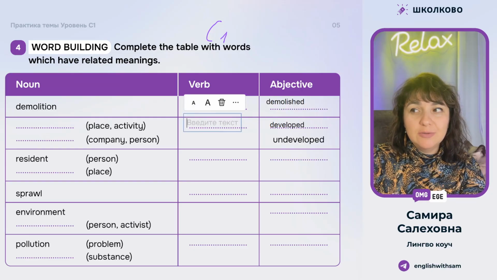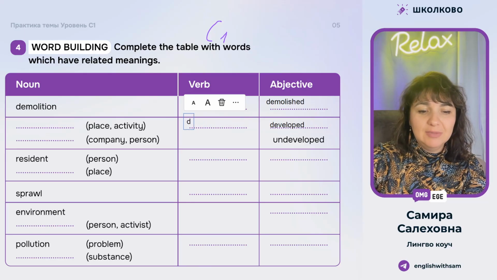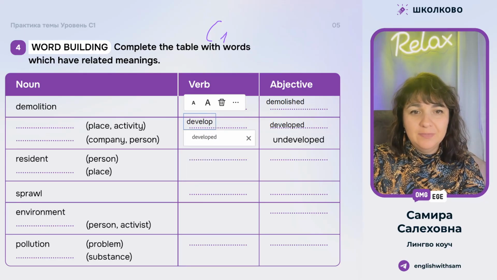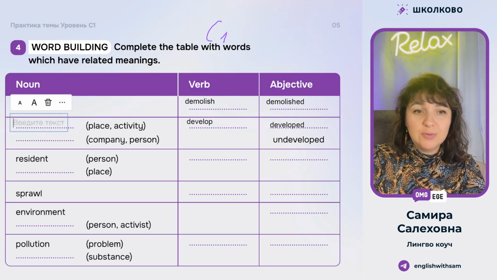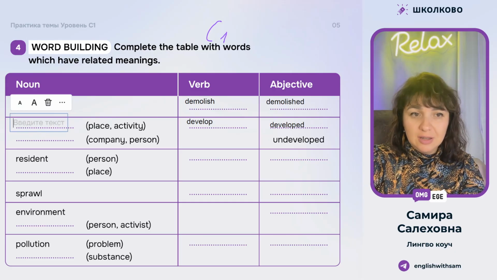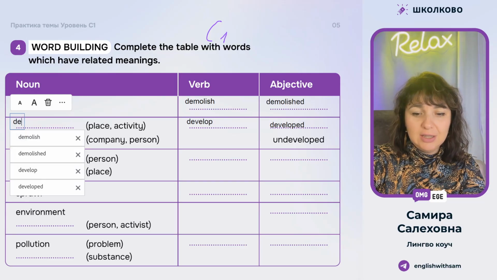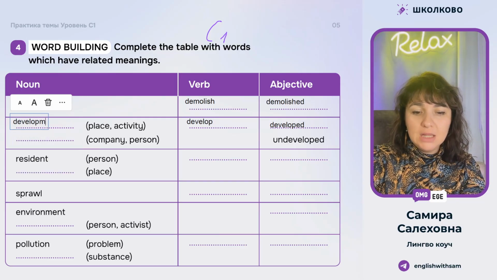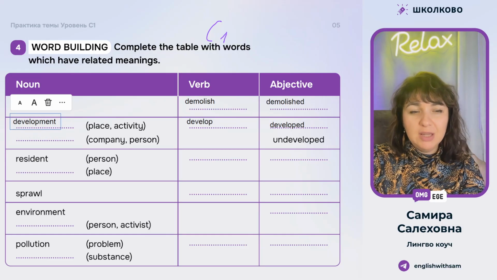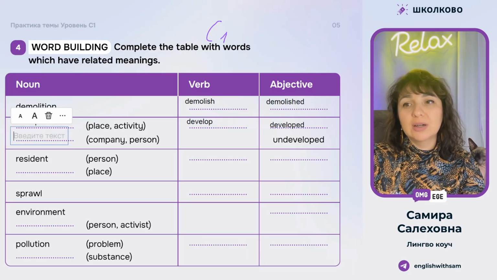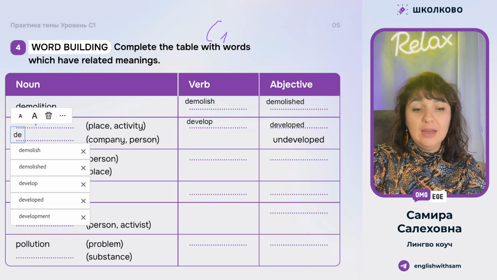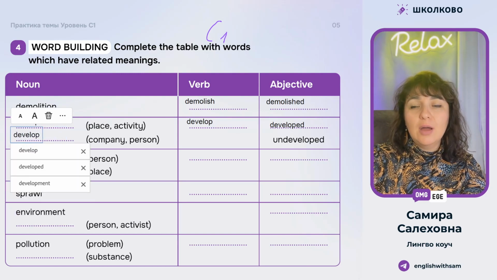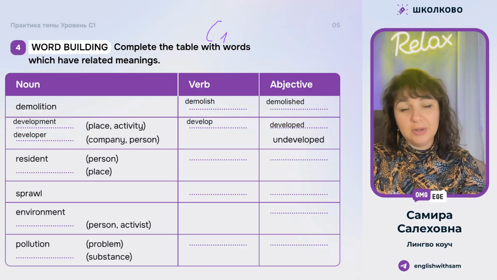What about the verb? Develop. It is just develop. And two nouns. First is развитие, right? Development. And in terms of companies or people, it is a developer. That's right.